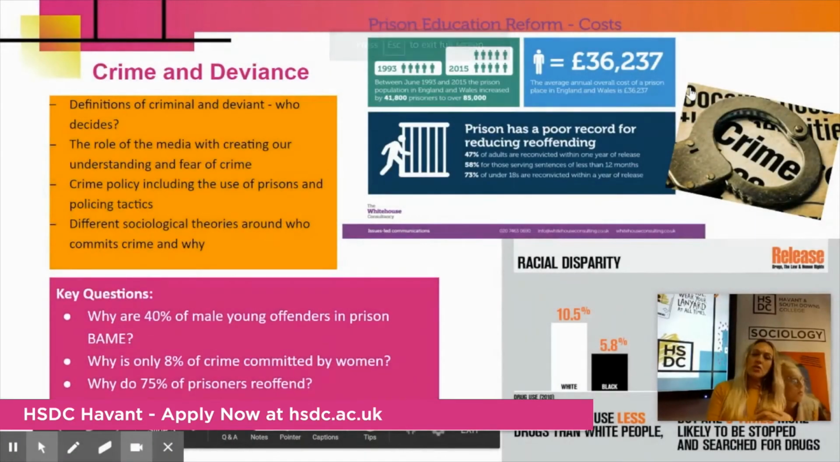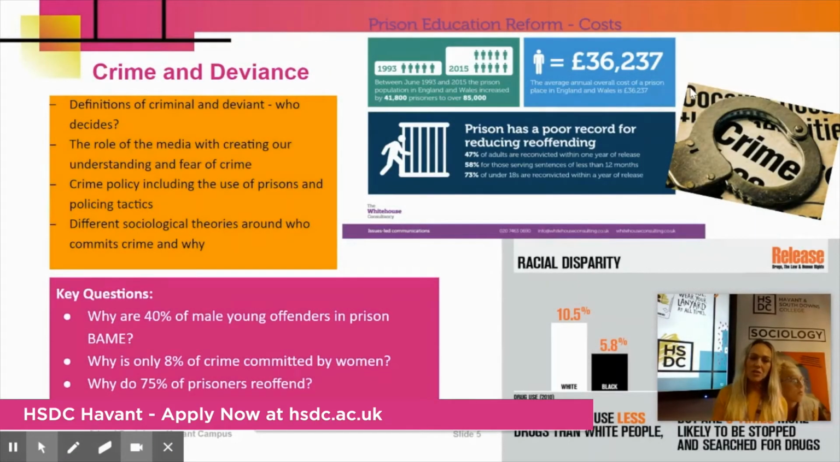Hi, me again. So I'm going to talk you through my favourite unit in the Sociology A Level, which is crime and deviance. In this unit, we'll investigate some key top concepts, such as what is the definition of crime and deviance and who decides?